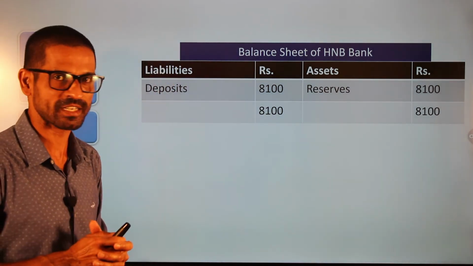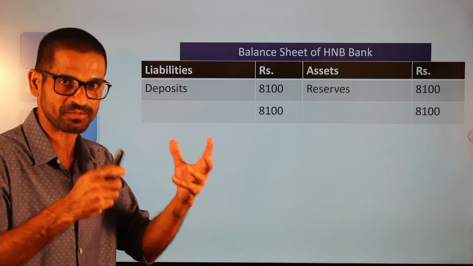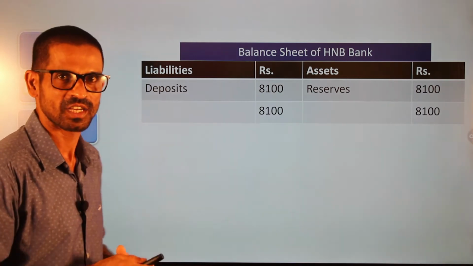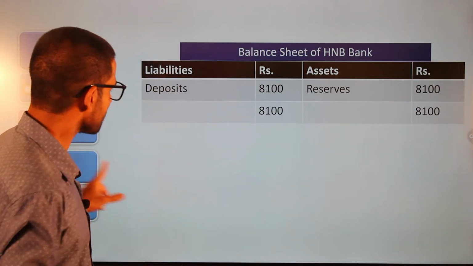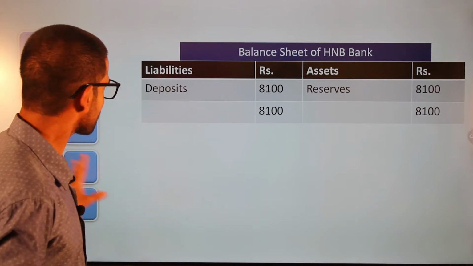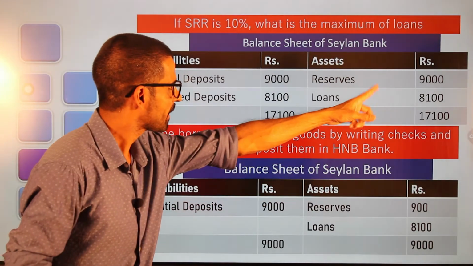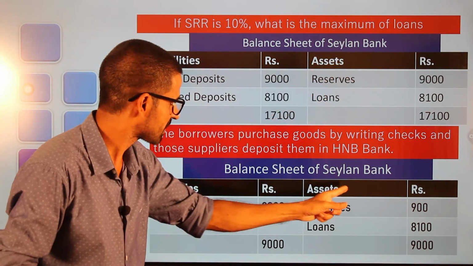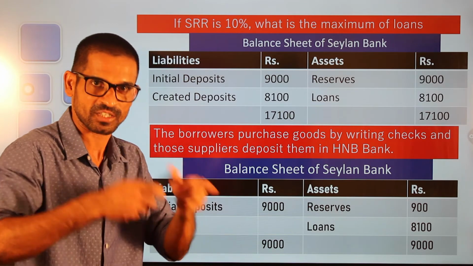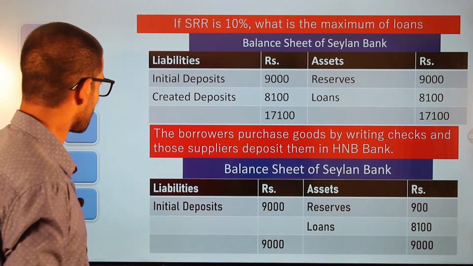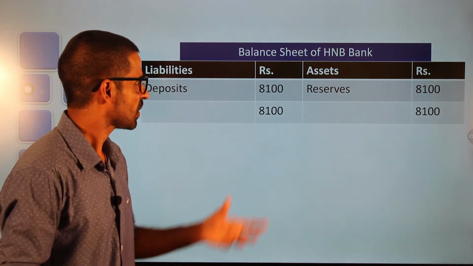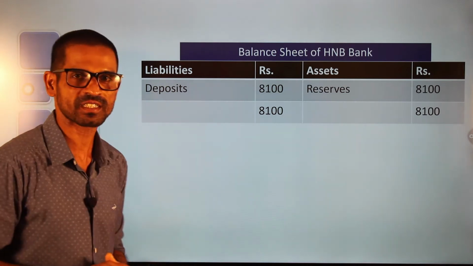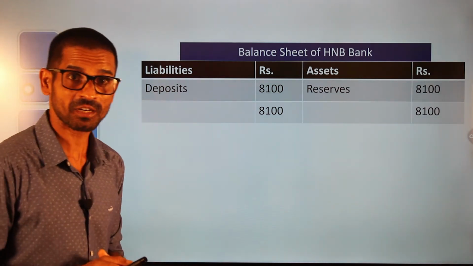Then what will Hatton National Bank do? Now Hatton National Bank has checks of Ceylon Bank. Through the check clearance, Hatton National Bank will present those checks to Ceylon Bank and acquire this reserve of 8,100, out of this reserve of 9,000. So what is left with Ceylon Bank is then 900. The 8,100 reserves will go to Hatton National Bank. So Hatton National Bank will now have reserves of 8,100 and deposits of 8,100. Then what will Hatton National Bank do?